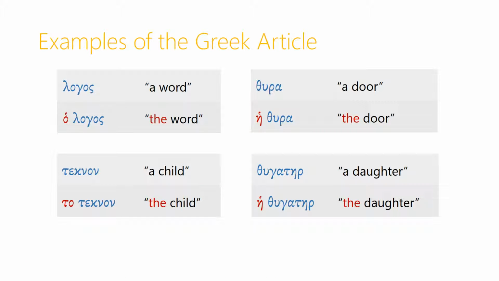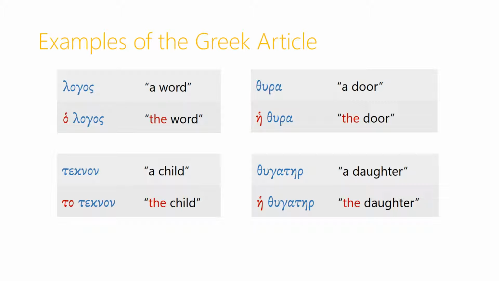Here are some examples. Logos means a word, but ha logos means the word. Thura means a door. He thura means the door. Teknon means a child. Ta teknon means the child.